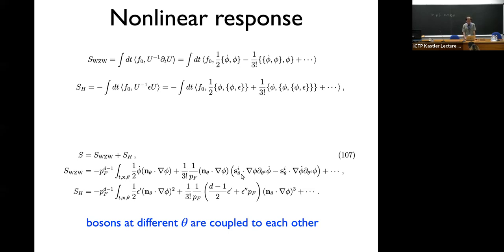Yes, the W is H. This is the Hamiltonian, that is, minus the integral of dt of the Hamiltonian. That Hamiltonian is just the energy associated with the Fermi surface that is perturbed, the integral of p squared over 2m, for example. And this S_WZW is the first derivative term in phi.